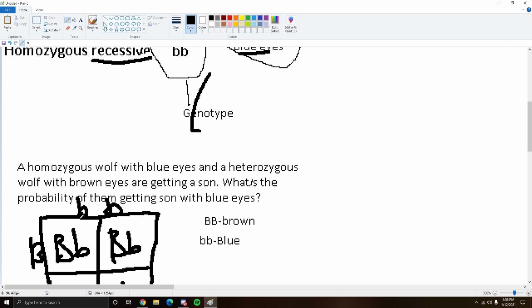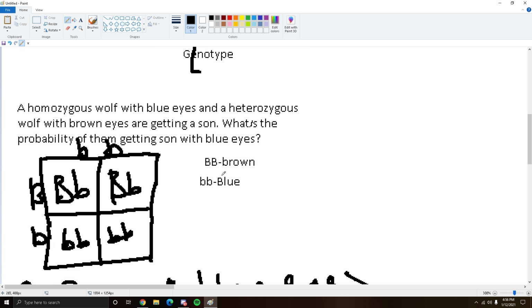I'm going to give you guys two examples, actually. A homozygous wolf with blue eyes and a heterozygous wolf with brown eyes are having a son. What's the probability of their son getting blue eyes? As we talked about earlier, capital means brown and lowercase means blue. Homo, as we said, stays the same, and hetero means two different.